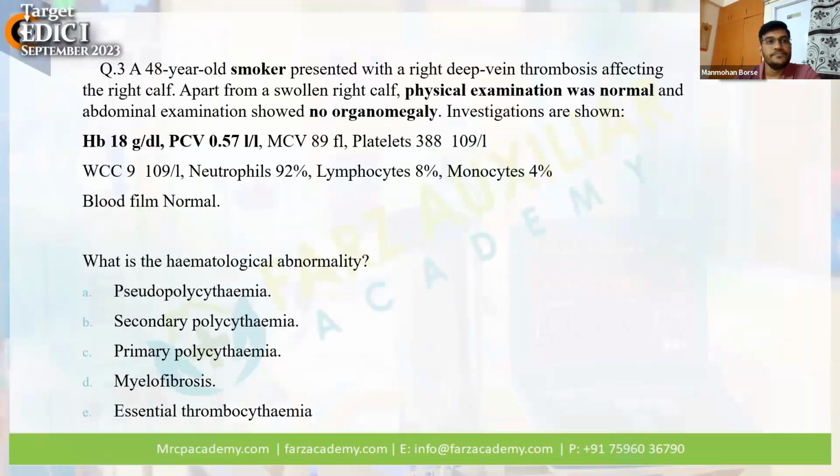Next question. A 48-year-old smoker presented with a right DVT affecting the right calf. Apart from a swollen right calf, his physical examination was normal. On abdominal examination, there was no organomegaly. That is an important point here: he's a smoker and there is no organomegaly. On labs, his Hb was high, his PCV was high. Platelets were normal, WBC was normal. The blood film was also normal. What is the hematological abnormality? You can assess by seeing the Hb and PCV.